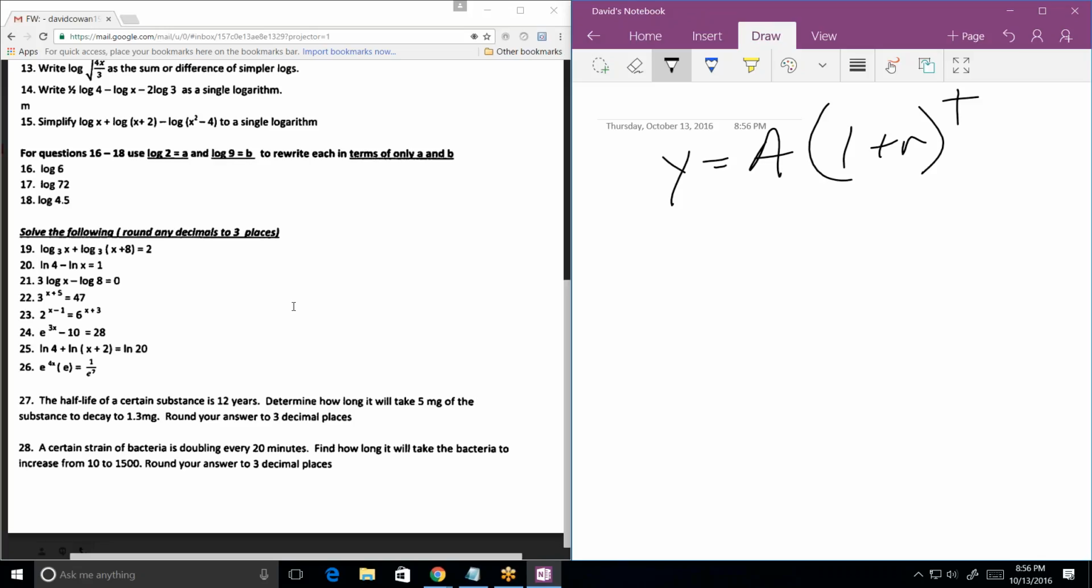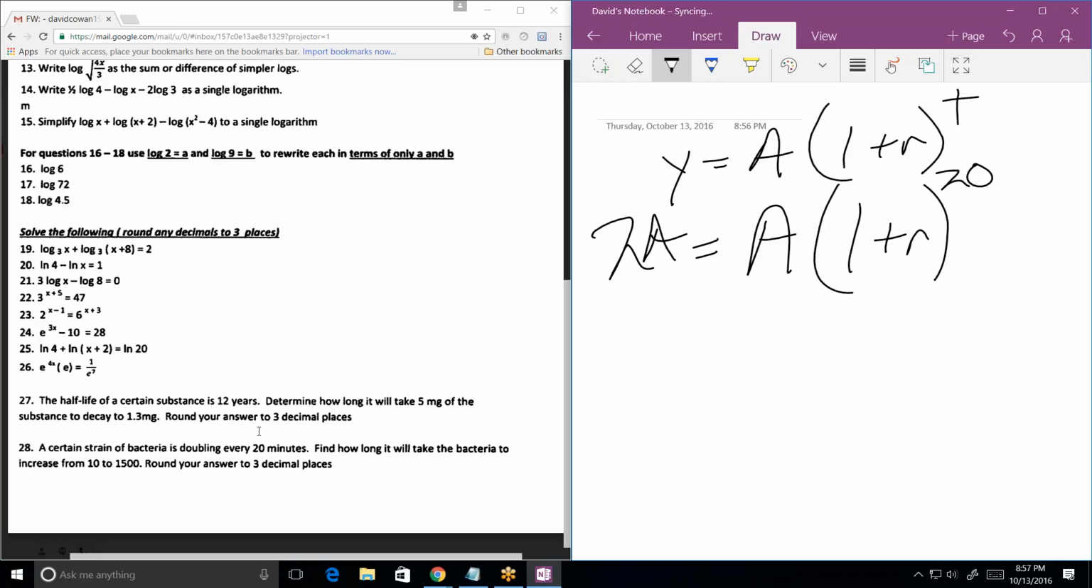Can't we just divide t by 20 though? Wouldn't that work? No. Here's how you do it. If it doubles, then A becomes 2a, and I know how long it takes to double. T is 20. Takes 20 minutes to double.